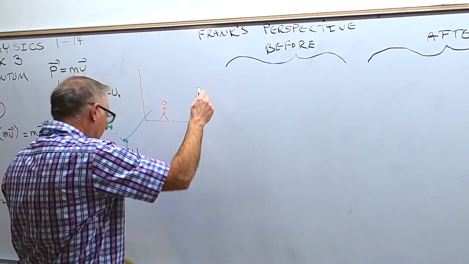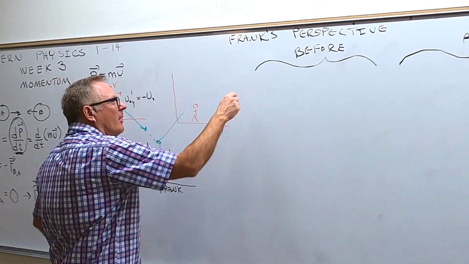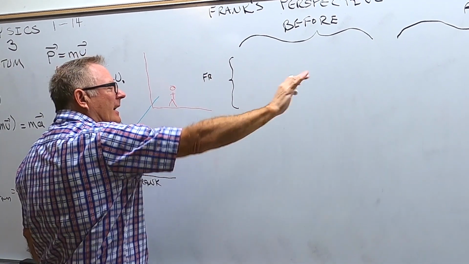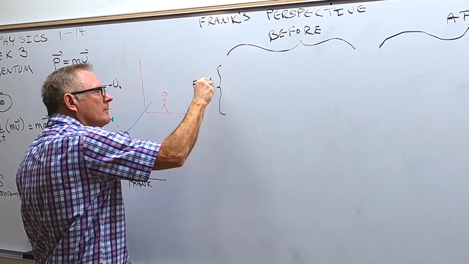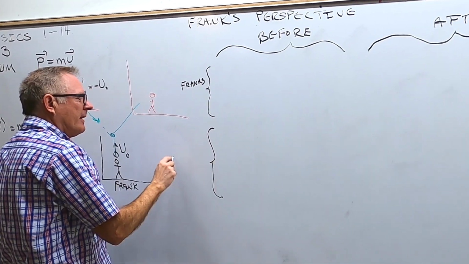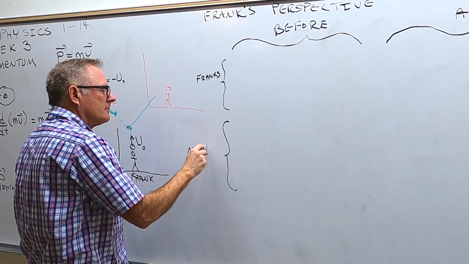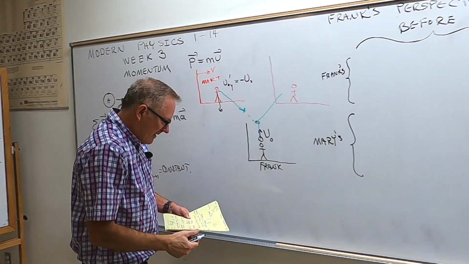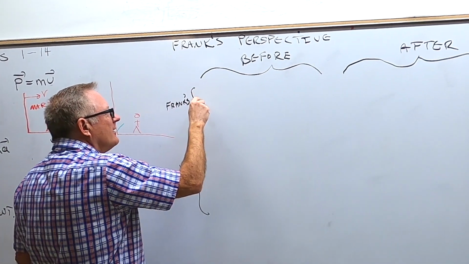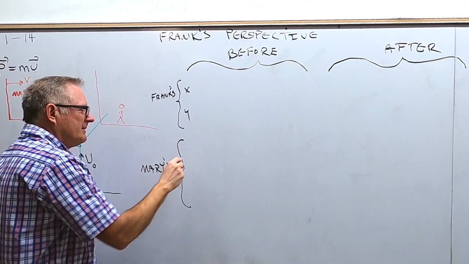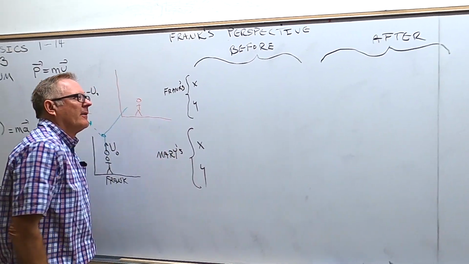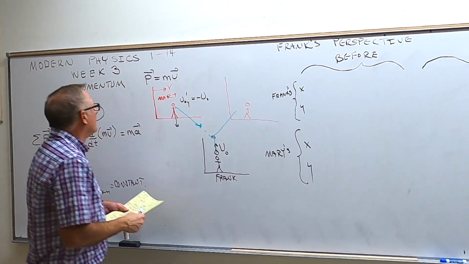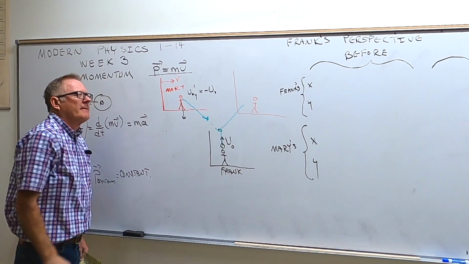Now, we also have Frank's ball and Mary's ball. So right here, this will be Frank's, going that way. And down here, this will be Mary's. Okay, and then within that, we have the X and the Y. So we have X and Y for Frank's, and we have X and Y for Mary's. Okay, so before we get the momentum, remember, the definition of momentum is right there.